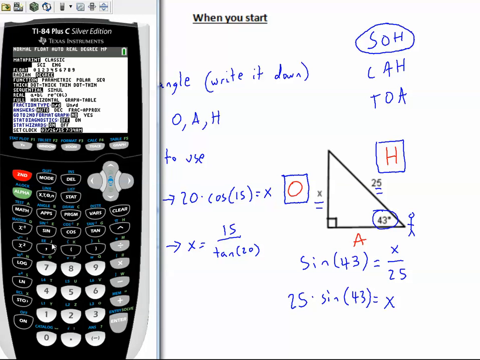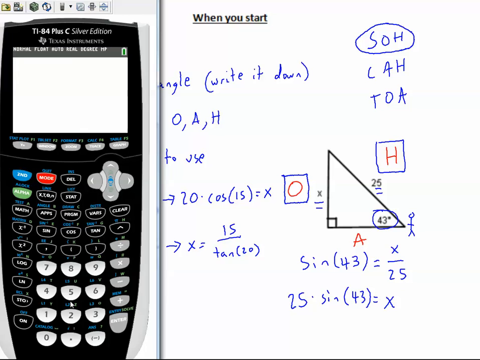Clear out of your modes, now that we know we're in degree mode. And type it in, 25 times the sine of 43. Close your parenthesis, hit enter. You're usually going to get a decimal. I like to round it to 2 decimal places because that's usually enough.